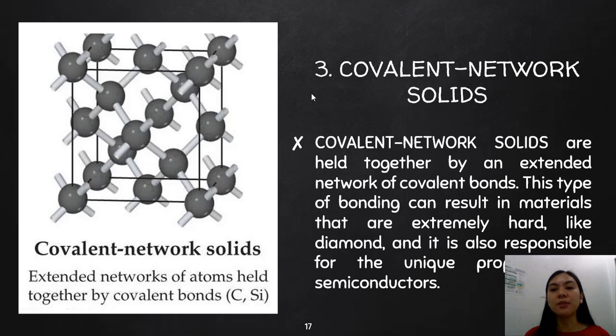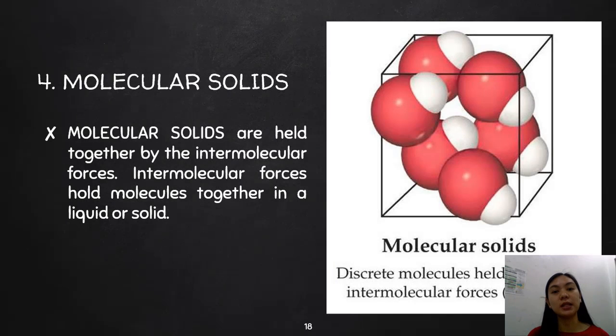It says here that this type of bonding can result in materials that are extremely hard, like diamond, and it is also responsible for the unique properties of semiconductors. Covalent network solids are strong solids because the electrons are shared, so the force is stronger compared to ionic solids. So, that's it. And of course, the last type are molecular solids.